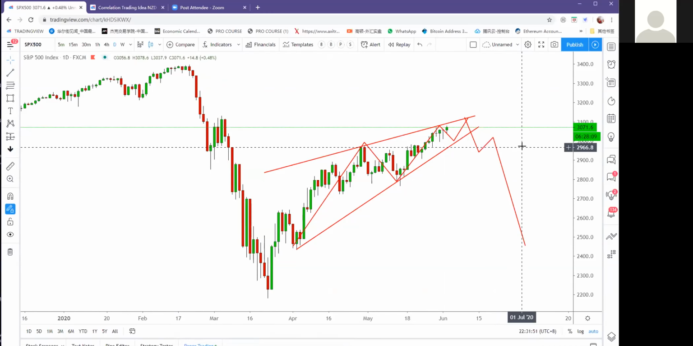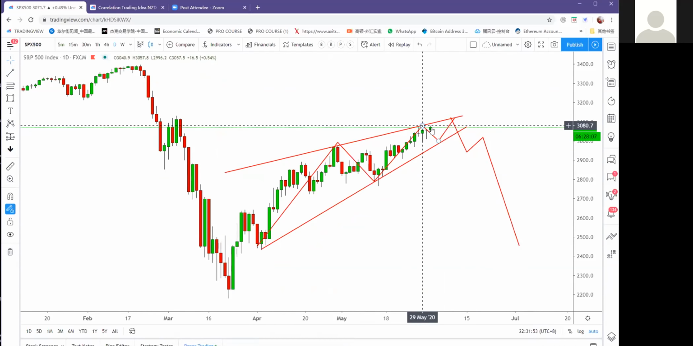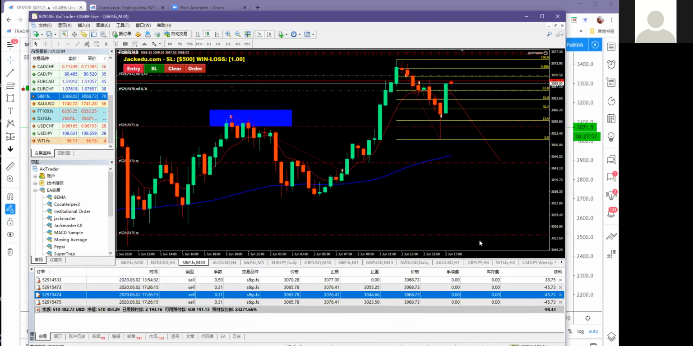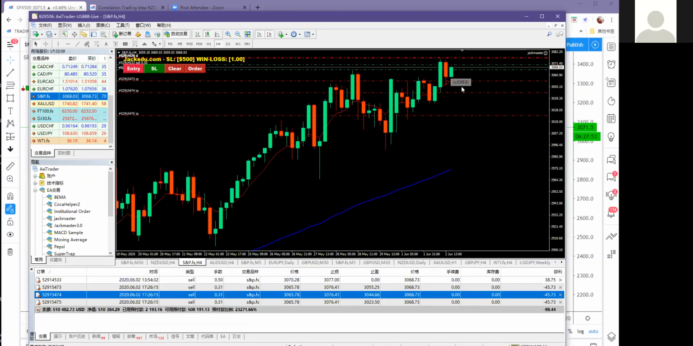I don't know when it comes, but I will keep looking at smaller, lower time frames for shorting opportunities, because who knows whether my S&P will just fall like this. Who knows? So keep some position. It will actually give you a very, very good reward.